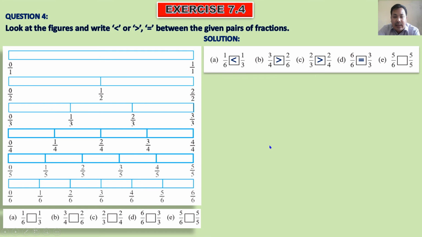So which fraction is greater now? We find that 5 by 6 is smaller than 5 by 5. That means 5 by 5 is greater than 5 by 6. So this is the solution of question number 4, my dear student. Let's see the next one.